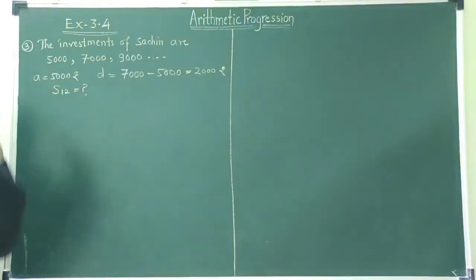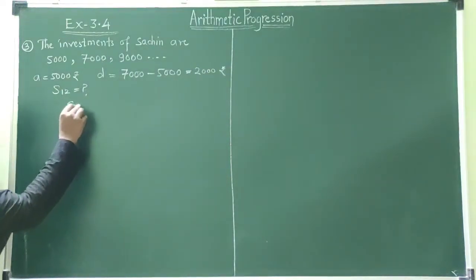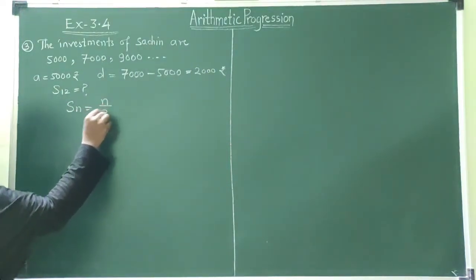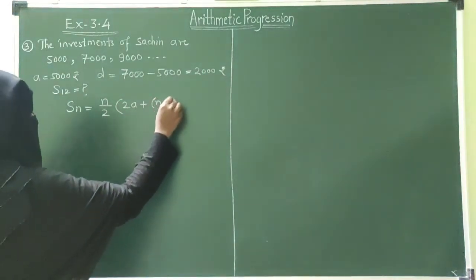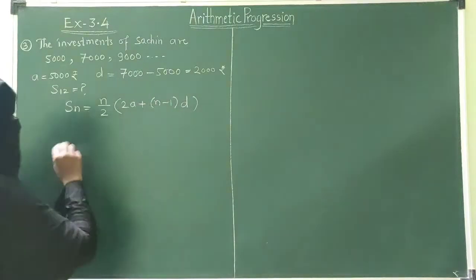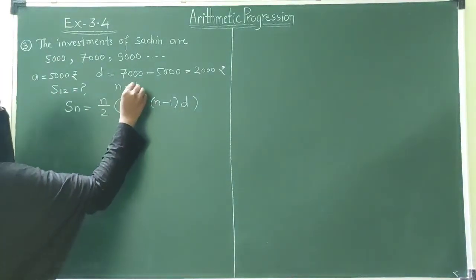How much investment did he make in National Savings Certificate in 12 years? Now to find this S12, we have to use the formula of Sn. Formula for Sn is n/2 into bracket 2a plus n minus 1 d. The value of n is 12 here. N is equal to 12.